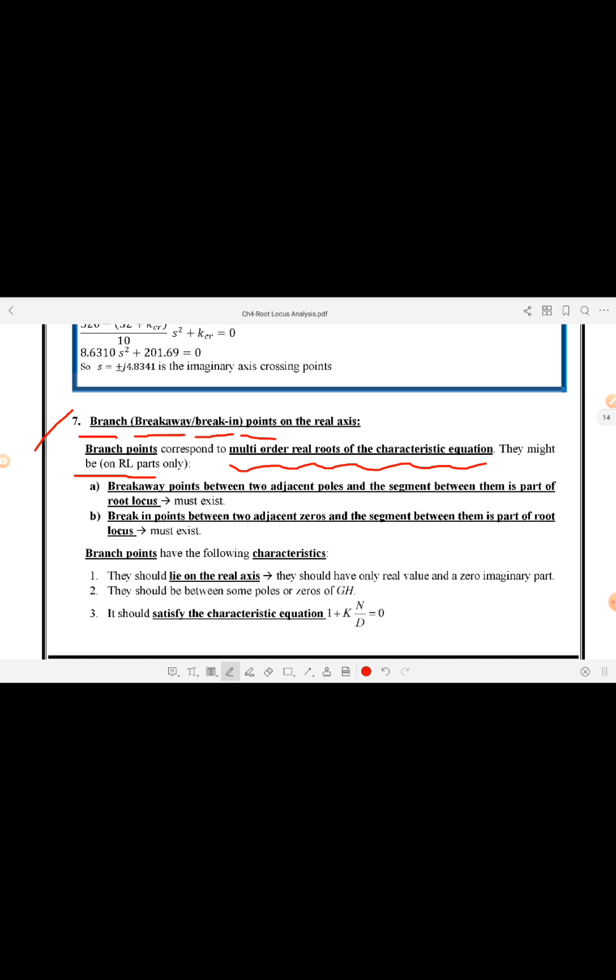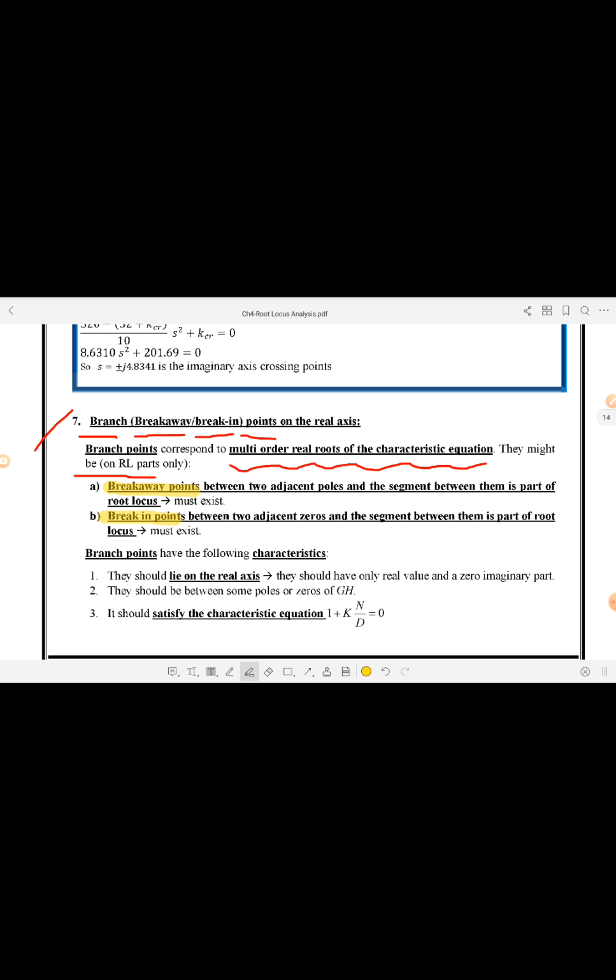So the existence of any branch point means that at this point on the root locus there are multiple order real roots of the characteristic equation. And as I have said, the branch points are categorized as breakaway points and break-in points.